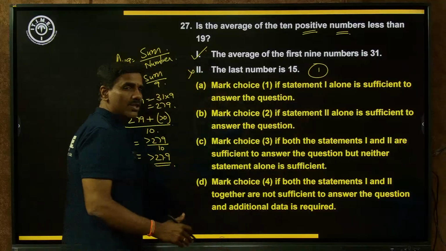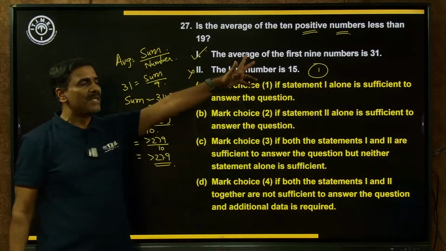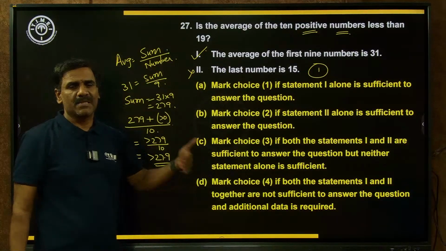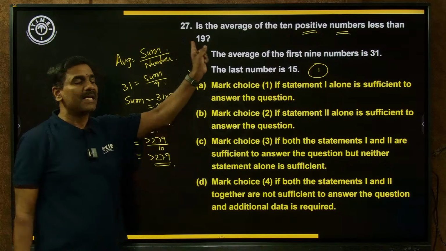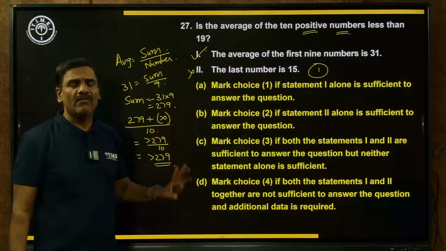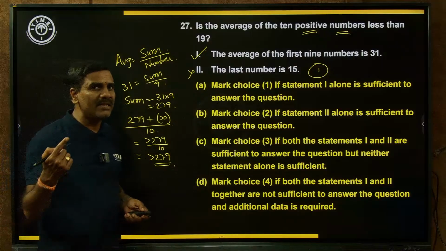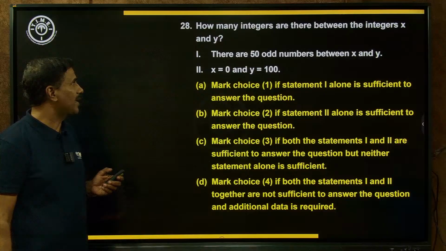So this is a tricky question. Normally what we think is, the first statement talks about the first 9 numbers, and the second statement talks about the 10th number. What we normally think is we require both the statements, but actually the question is not interested in the average. The question is interested in, is that less than 19 or not? We can definitely answer the question from the first statement itself. So we have to be careful with these types of questions in the original examination. So let's move on to the next one.